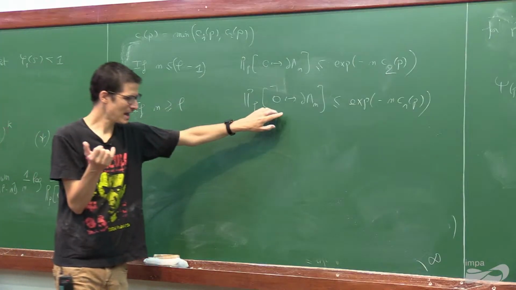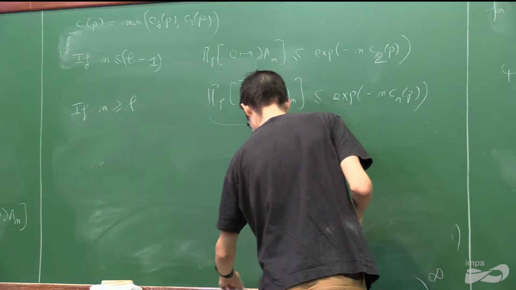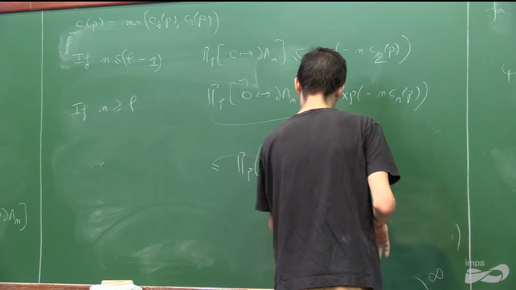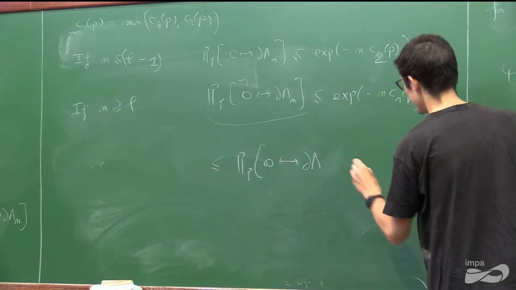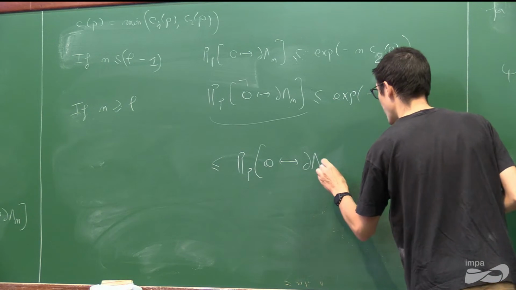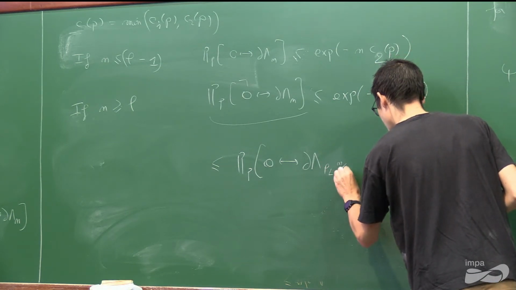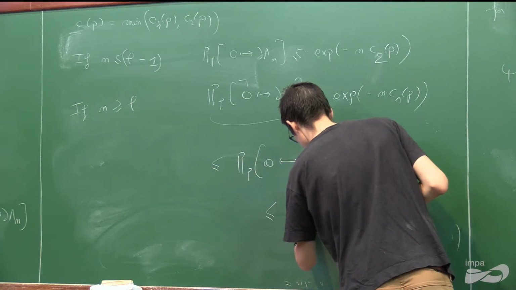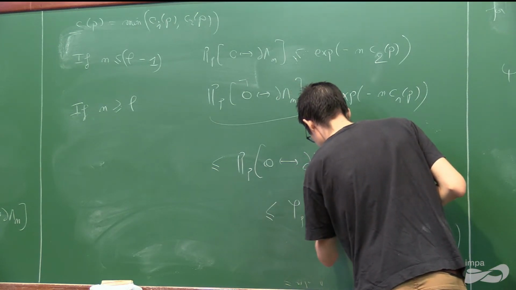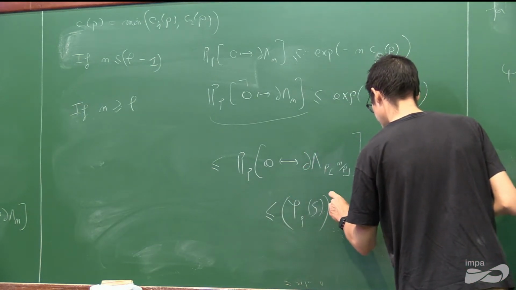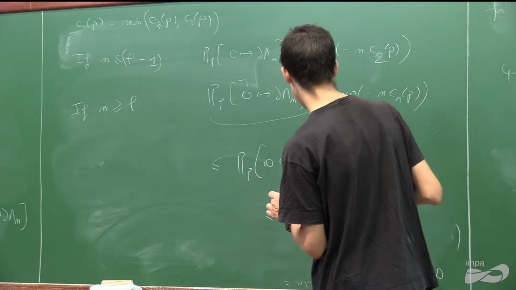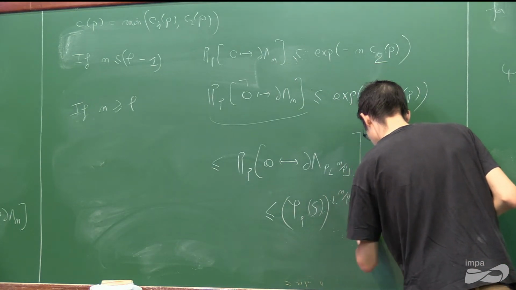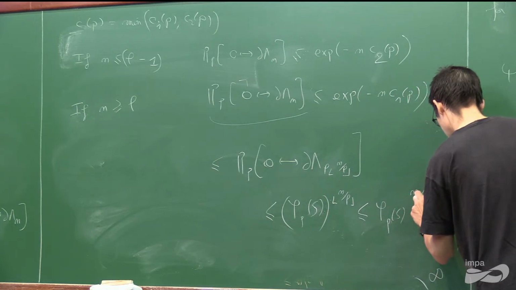So this is decreasing in n, so this is smaller than the probability that 0 is connected to Lambda of L times the integer part of n over L. And this is smaller than phi_p(S) to the n over L, and now the idea is that this is smaller than phi_p(S) to the n over 2L.